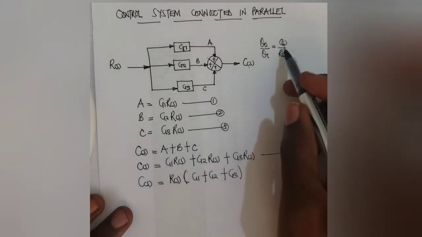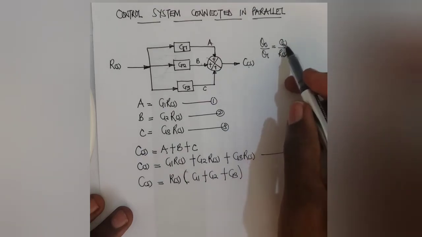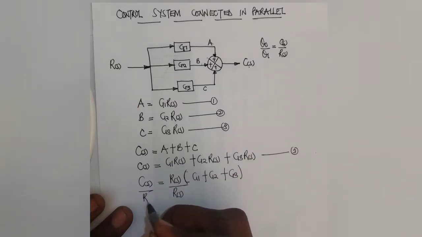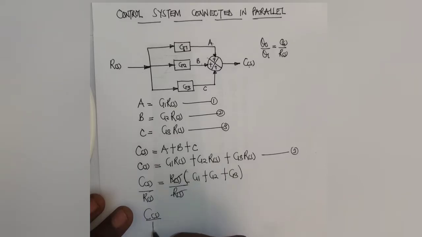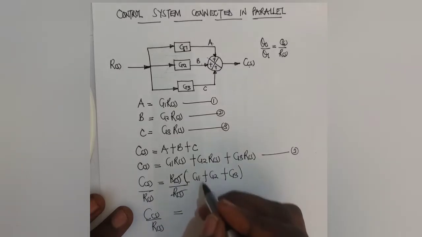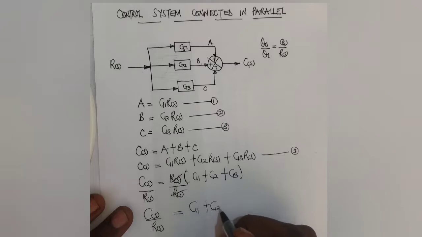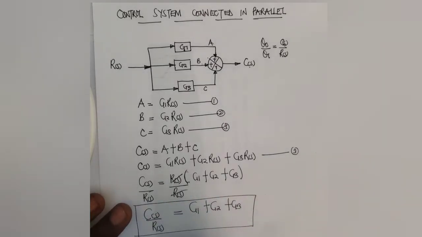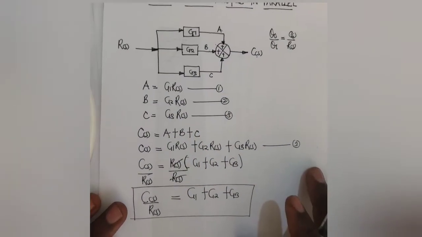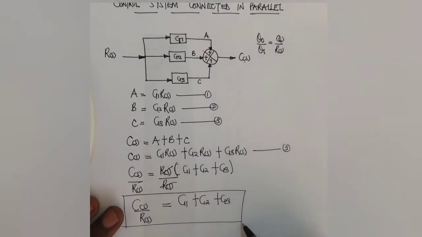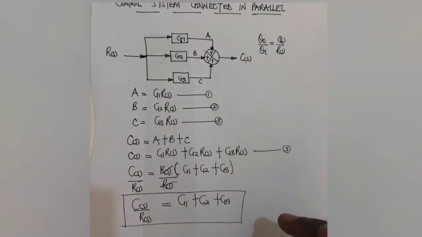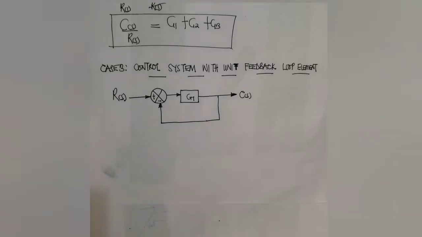And what I want to find is output signal over input signal, which is C(s) all over R(s). So I can divide through by R(s), and this cancels this. So I can say my output signal over input signal is equal to G1 plus G2 plus G3. So if I'm given a block diagram of this and I'm asked to find the transfer function, this is what I am going to have when they're connected in parallel. So let's look at other systems that we have.